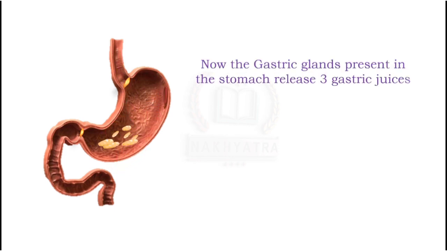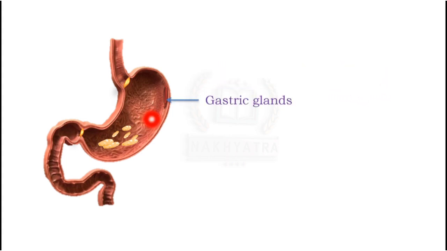Yes, in our stomach. So this is our stomach. Now the gastric glands present in the stomach release 3 gastric juices. Now the gastric gland, which is one type of digestive gland, is present in the wall of the stomach, as you can see here.